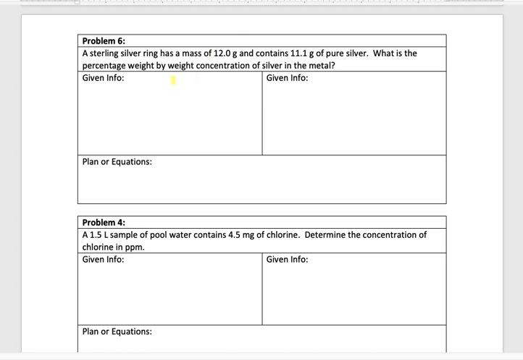Okay, here's the next one. It's a silver ring, has a mass of 12 grams. So just highlighting everything I have, 11.1 grams of silver. Okay, so that's pure silver. And then this is the mass of the ring. So the ring has a mass. All right, and then what do we need to find here? What is the percentage weight by weight concentration?